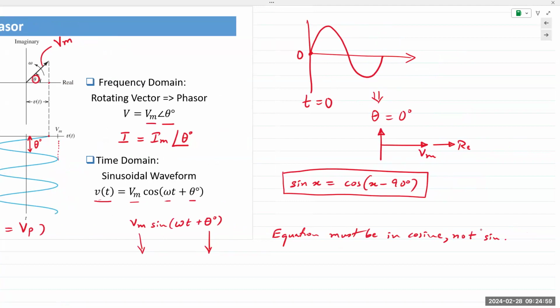So if you have a description of a voltage or a current which says sine omega t, you have to subtract 90 degrees from the phase to make it cosine. This is a sine wave. And this would be cosine.